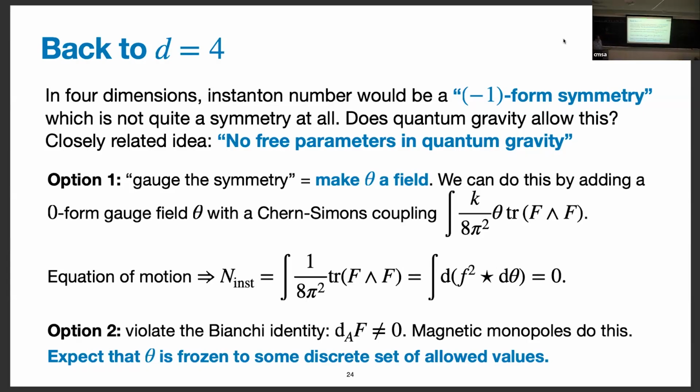Option 2, violate the Bianchi identity. Magnetic monopoles do this. And in this context, we expect that when this is the thing that's happening, θ is somehow frozen to some discrete set of values.